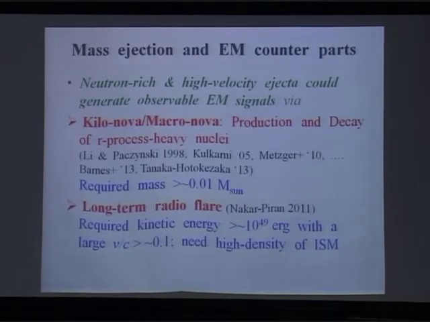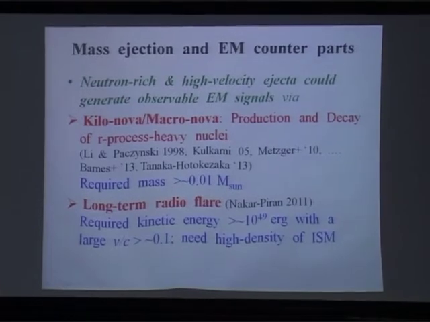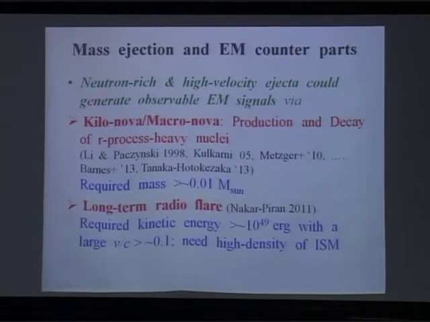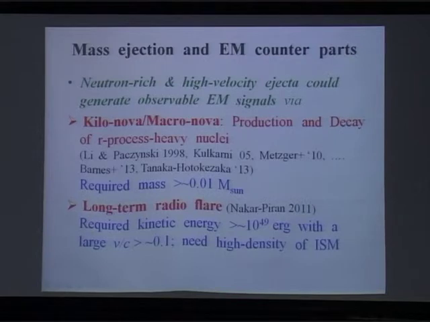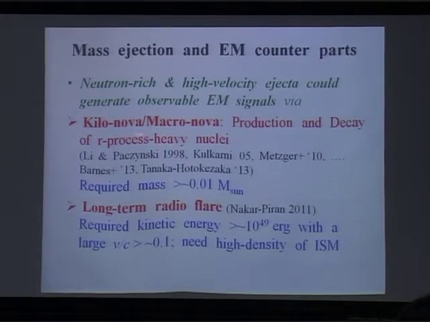Okay, this is more detail about the ejecta and the electromagnetic counterpart. After the merger of binary neutron stars or a black hole neutron star binary, neutron-rich materials are ejected. Because the merger event is highly relativistic, the ejecta has a high velocity, meaning 0.3 or 0.2 times the speed of light, something like that. And such ejecta could generate an observable electromagnetic signal via the kilonova or macronova scenario or a long-term radio flare.